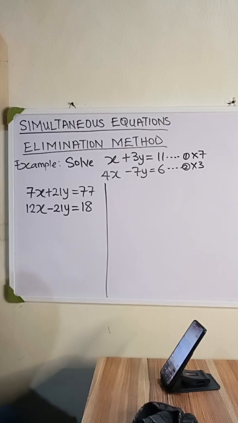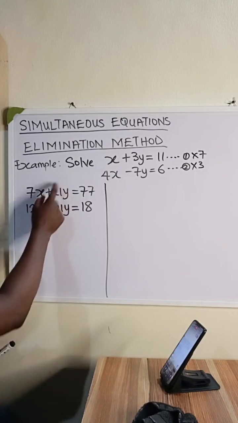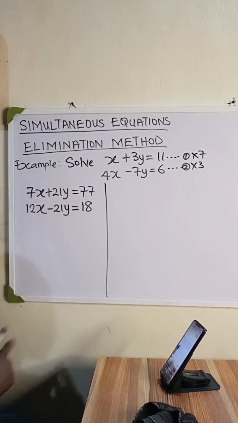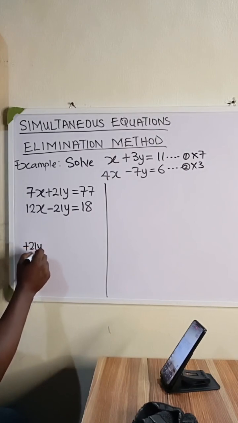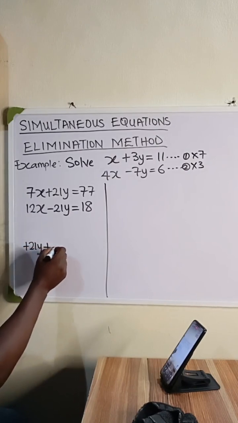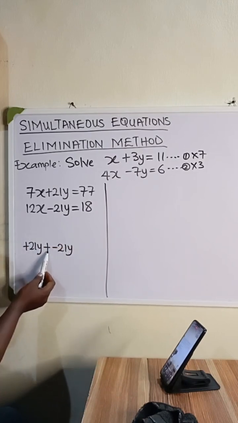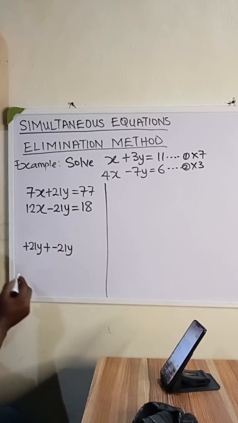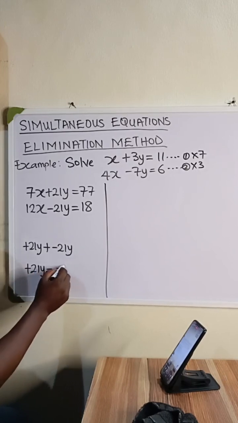Okay, good. So since we have 21 and 21, because we want to eliminate y, we don't know if we are going to add the two equations or subtract the second equation from the first equation. But let's see the two situations. Plus 21y plus minus 21y. This is the first situation where we are adding the two equations. Then let's see if we are going to subtract. Plus 21y minus 21y.